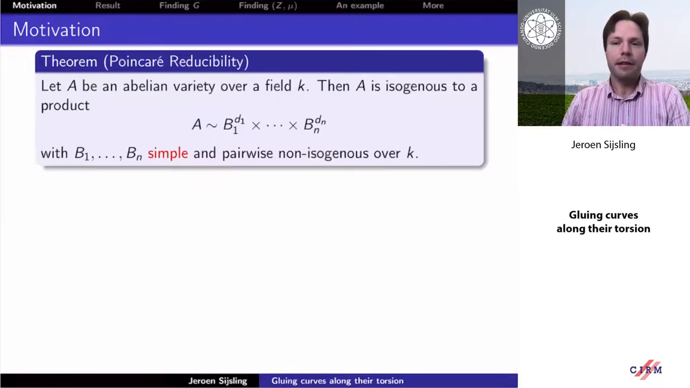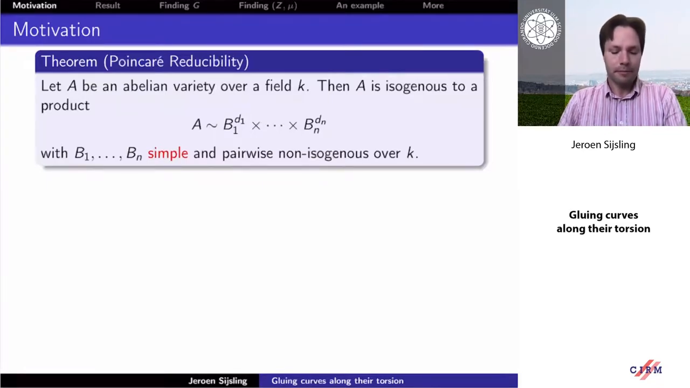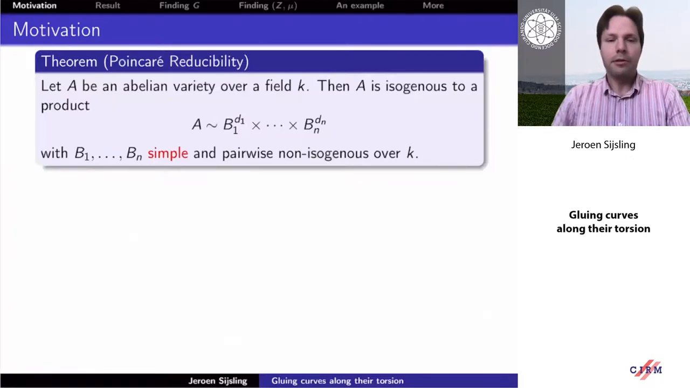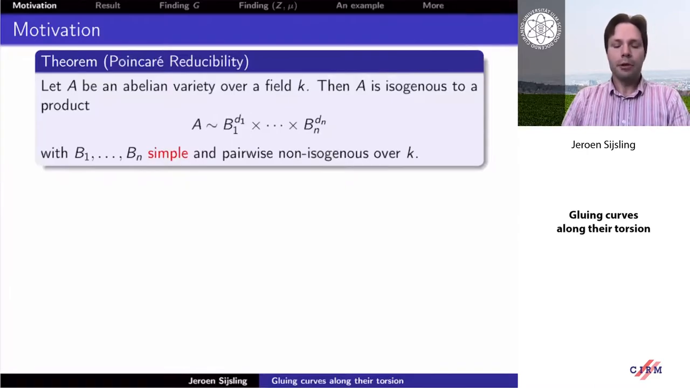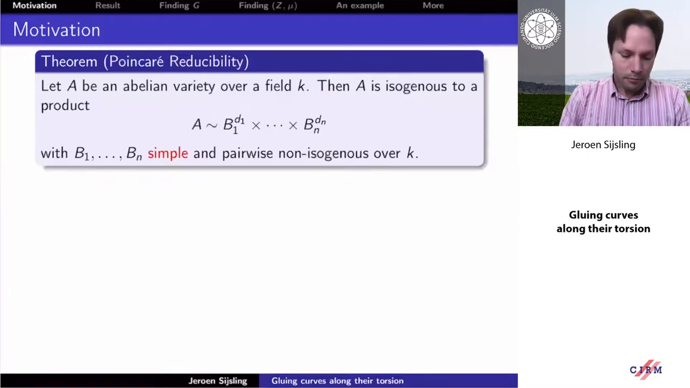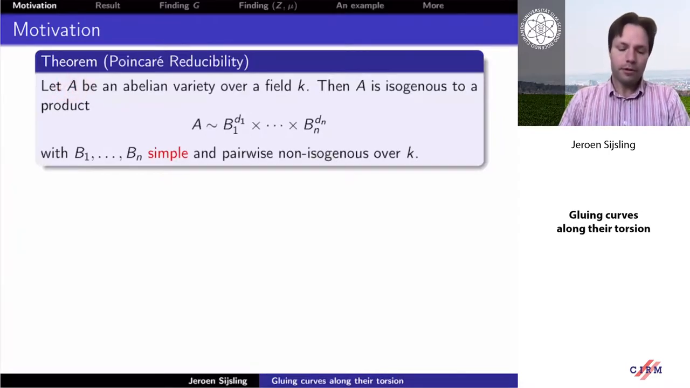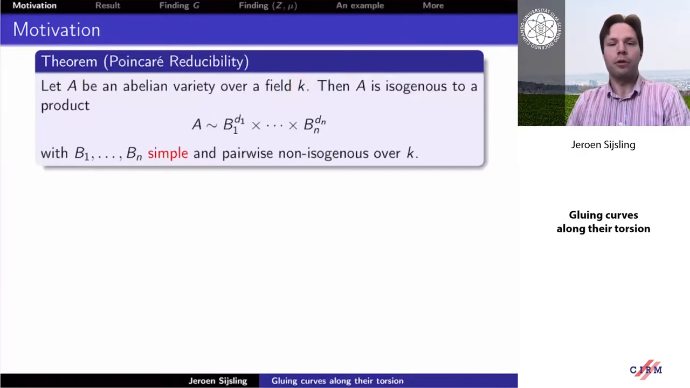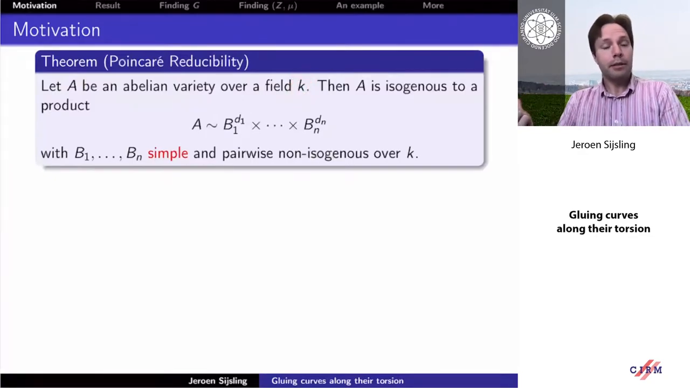And the motivating theorem is that of Poincaré reducibility. I will not prove this theorem because it's sort of known, but I will just tell you what it is and what we will do with it. So let's start with an abelian variety A over some base field. Throughout, I will denote this base field by small k. Poincaré reducibility tells you that given A, you can sort of decompose it.